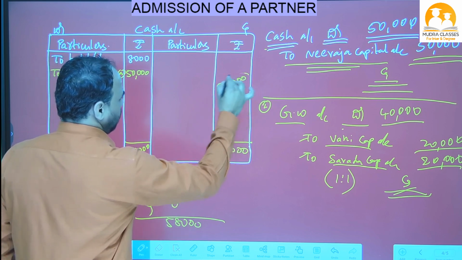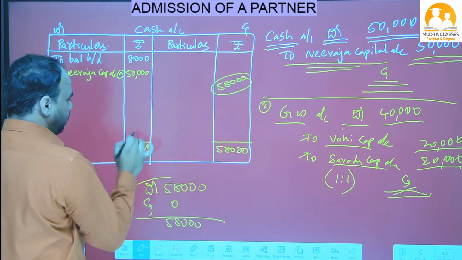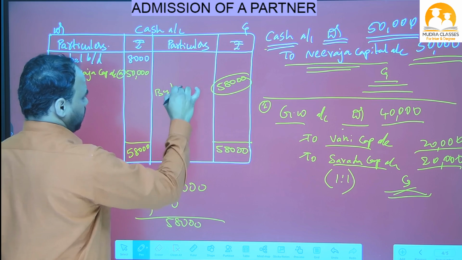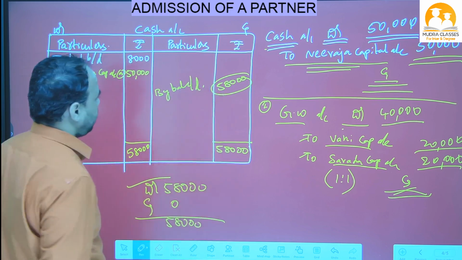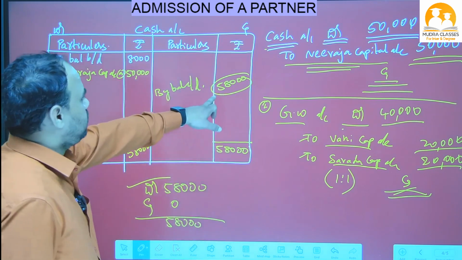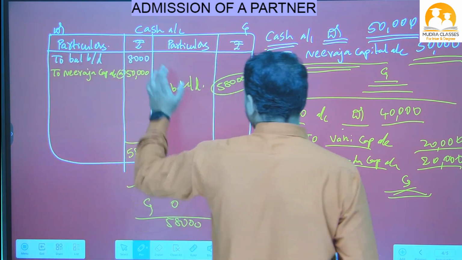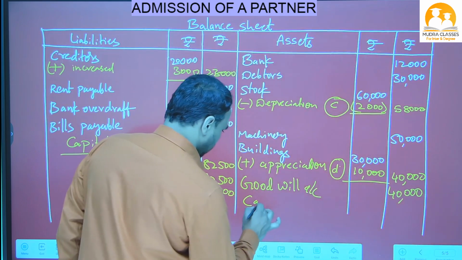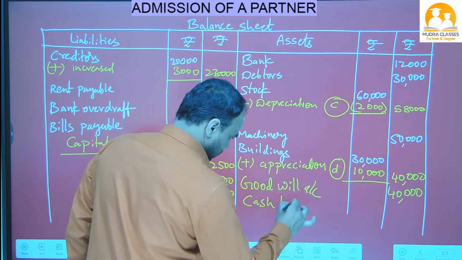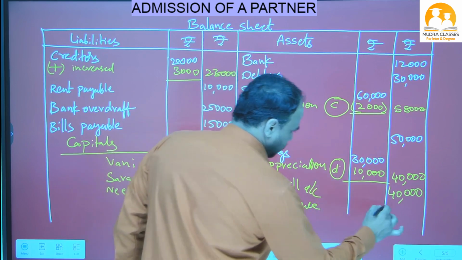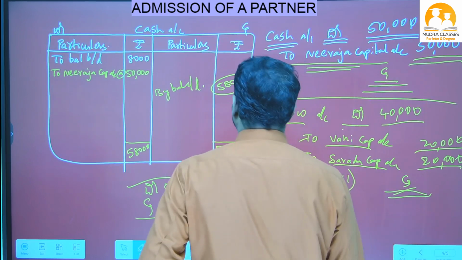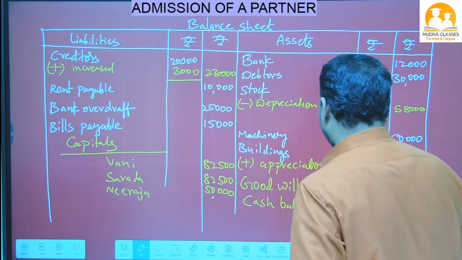Whenever only one side item is given, I will write 58,000 on both sides and close like this by balance carried down. Okay, so this is the closing balance. This amount we have to write in the balance sheet asset side as a cash balance. So balance sheet asset side we have to write cash balance 58,000 rupees. Okay, with this now the problem is completed.